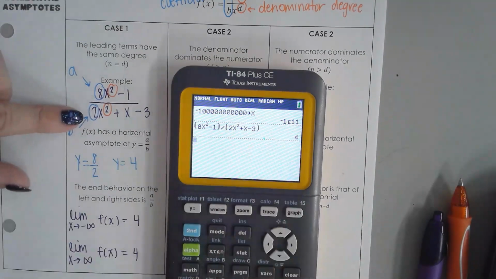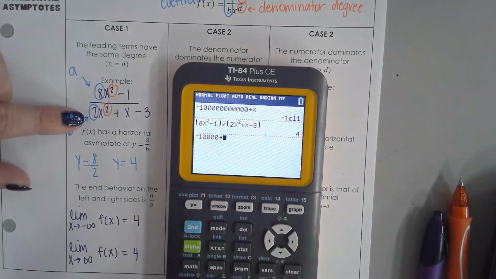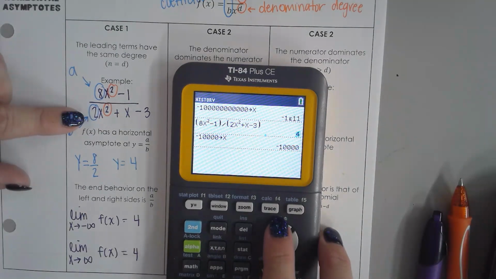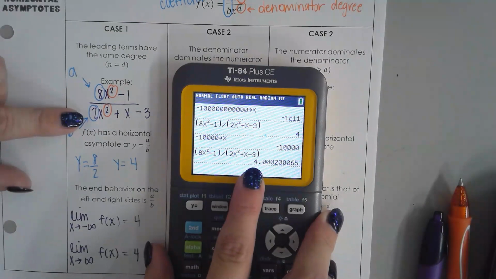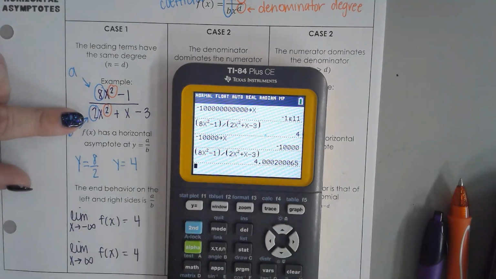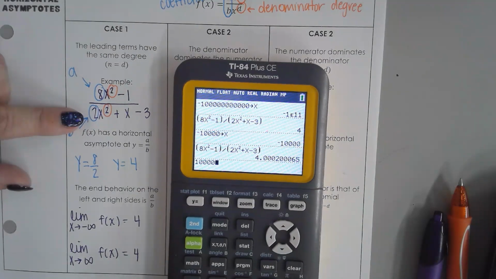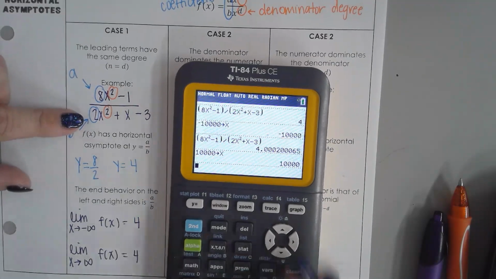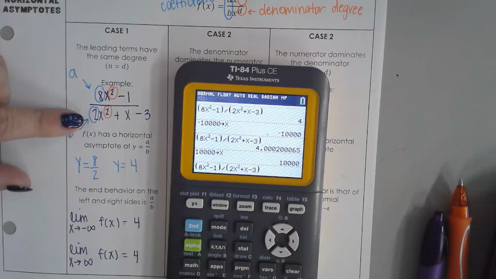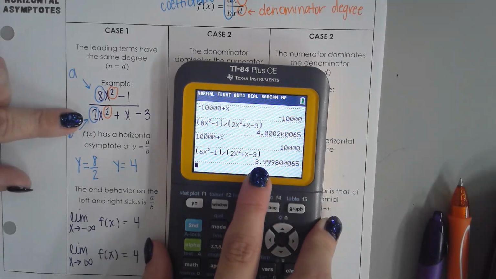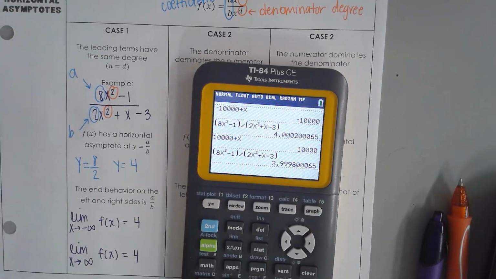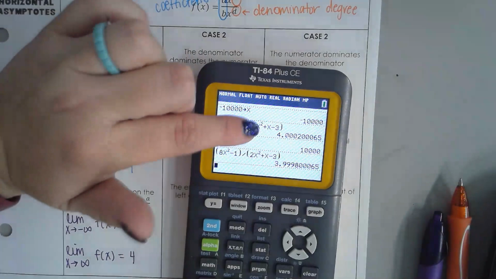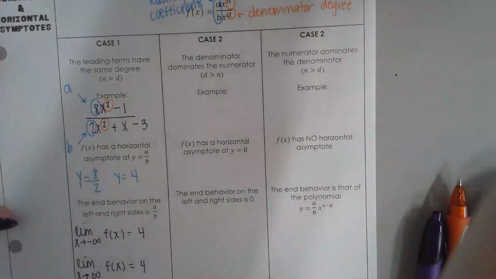Let me try a smaller number. So see how that's really, really close to 4? If I could do the same thing, I could do positive 10,000, store x, and it's still really, really close to 4. Okay, so the bigger my number goes, the closer it's going to get. Eventually, your calculator would just say 4 because it only has so much space.